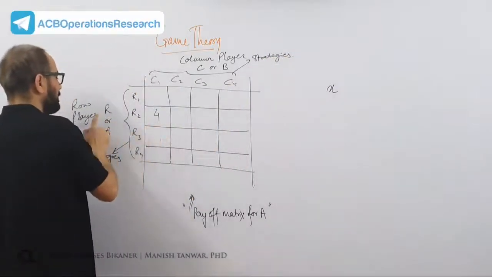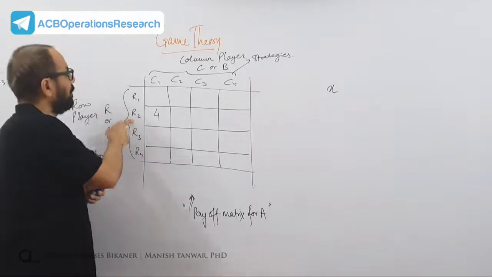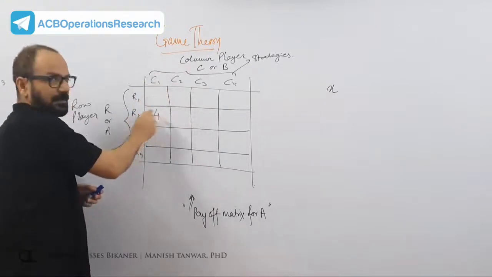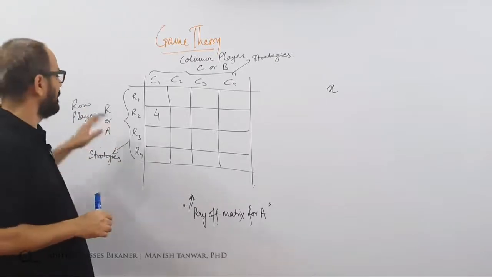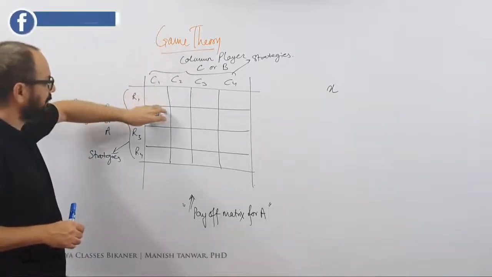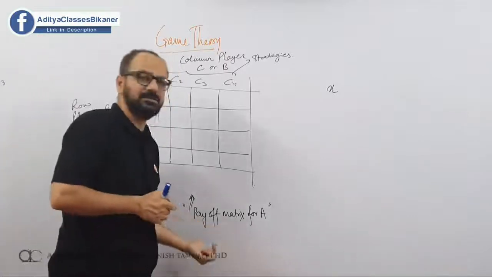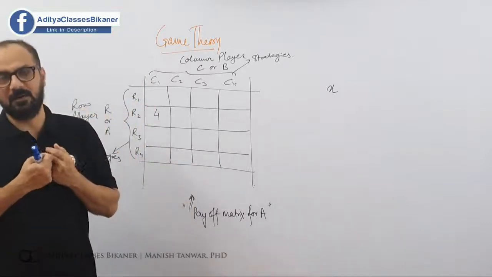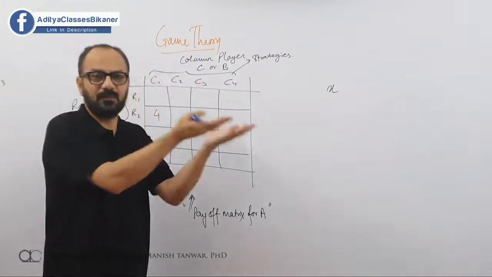This 4 is telling me that when the row player selects strategy R2 and the column player selects strategy C1, the return is 4. What do you mean by return is 4? It is a payoff matrix for A. There is a return of 4 for A. What does a return of 4 for A mean? It means there is a loss of 4 for B.